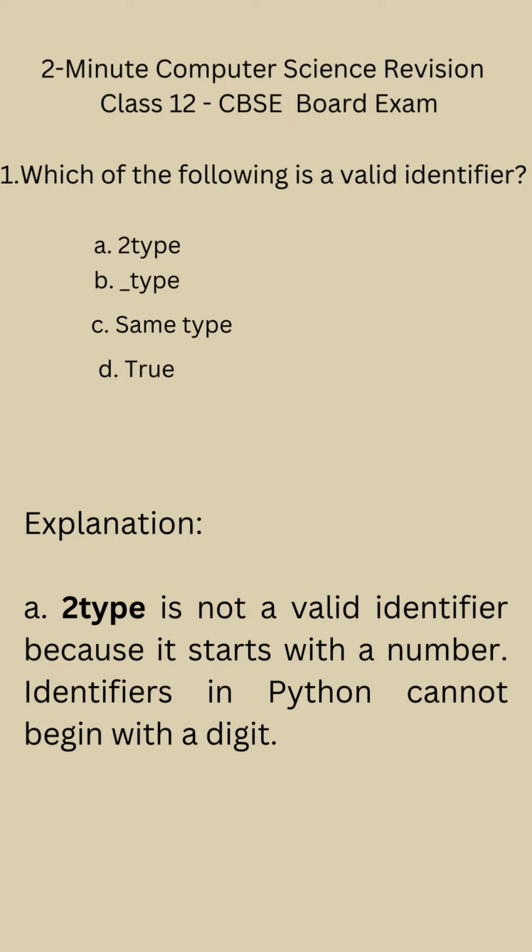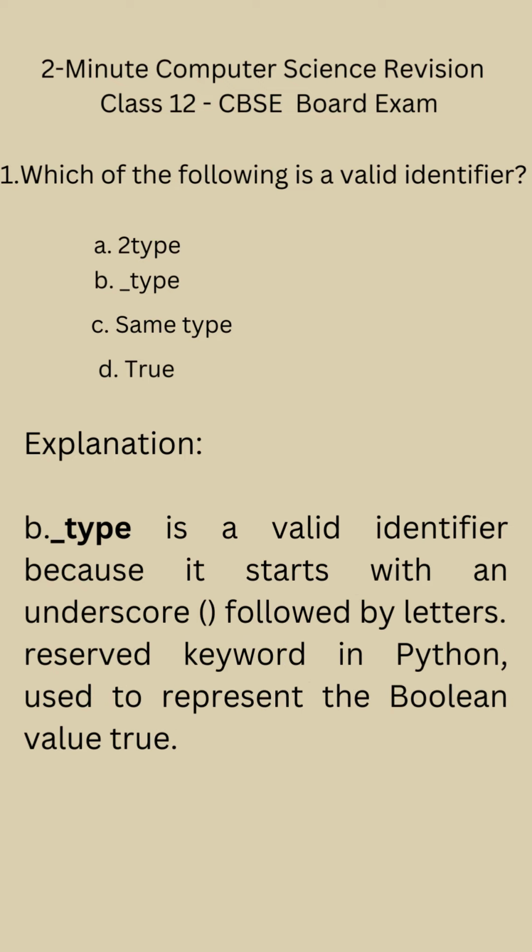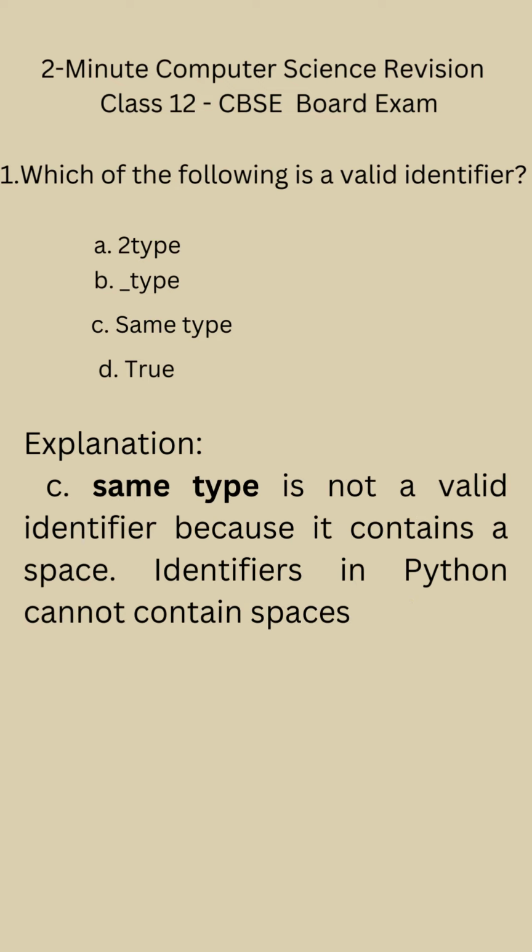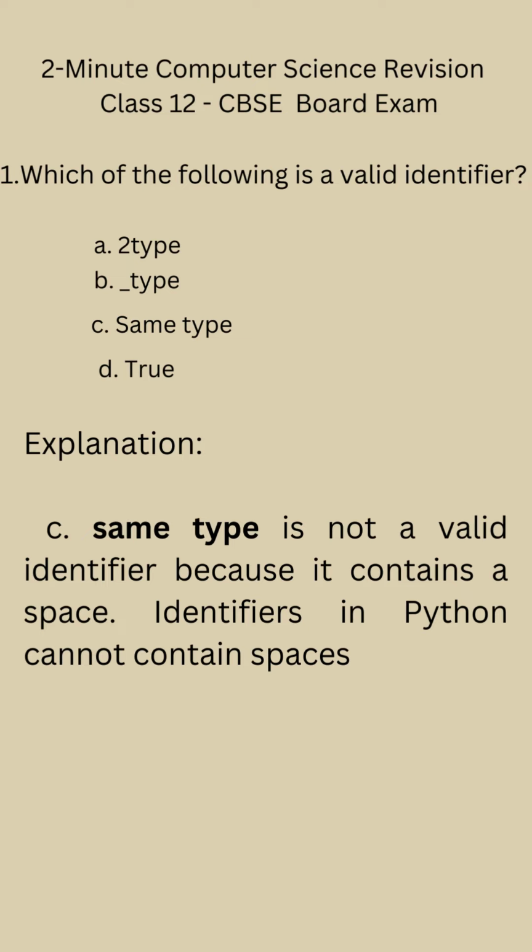Explanation: A. 2type is not a valid identifier because it starts with a number. Identifiers in Python cannot begin with a digit. B. _type is a valid identifier because it starts with an underscore, followed by letters. C. same type is not a valid identifier because it contains a space. Identifiers in Python cannot contain spaces.